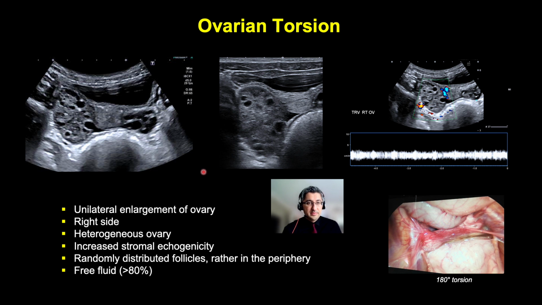Let's look at some examples. This is a case with ovarian torsion on the right side. If you compare with the normal left side, there is unilateral enlargement of the ovary. It's on the right side. It's heterogeneous. There's increased stromal echogenicity here, and also randomly distributed follicles rather in the periphery, and there is free fluid. The flow is not impaired, as you can see. There is still arterial and venous flow. And at surgery, there was 180 degrees twisting of the vascular pedicle, and the ovary was saved.